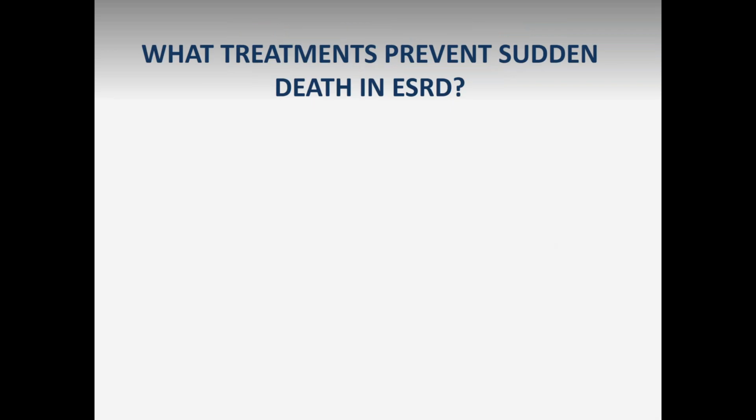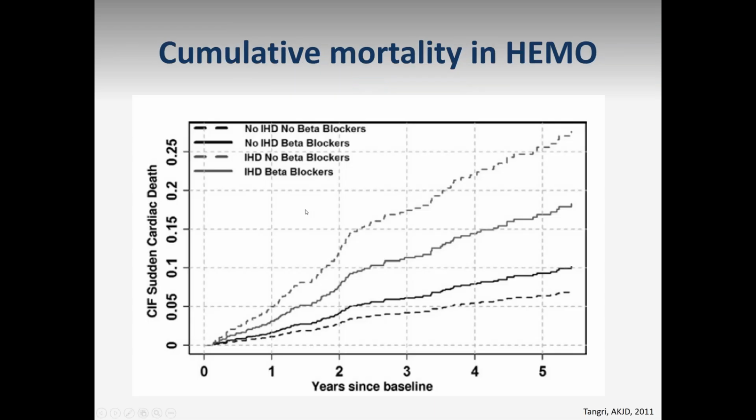So what treatments prevent sudden cardiac death in dialysis patients? Well, we do know that beta blockers may have some benefit. When you take a look at those who have no ischemic disease and no beta blockers, those actually have the best survival, versus those who have ischemic heart disease and beta blockers. If you've got ischemic heart disease and no beta blockers, in fact, your risk of sudden cardiac death is a little bit higher. And if you've got no ischemic heart disease but are on beta blockers, there's still some difference in overall cardiac death.